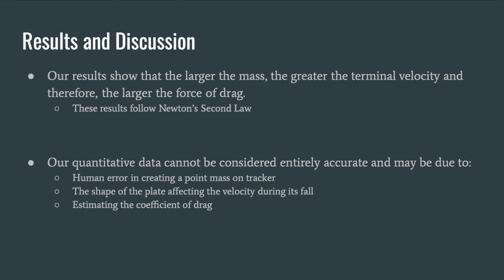Our quantitative data cannot be considered entirely accurate and may be due to human error in creating a point mass on Tracker, the shape of the plate affecting the velocity during its descent, and estimating the coefficient of drag. The coefficient of drag used in our calculations is for a short cylinder, so it is not completely accurate and may have affected our calculations. The terminal velocities calculated are smaller than what our graphs show and may be due to this estimation.